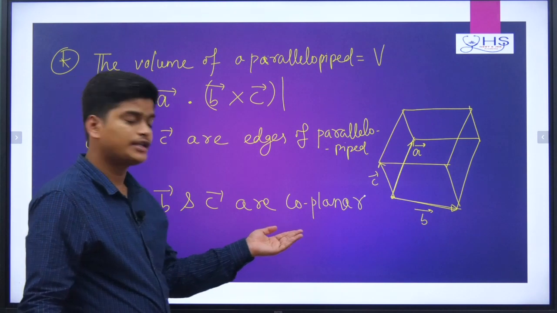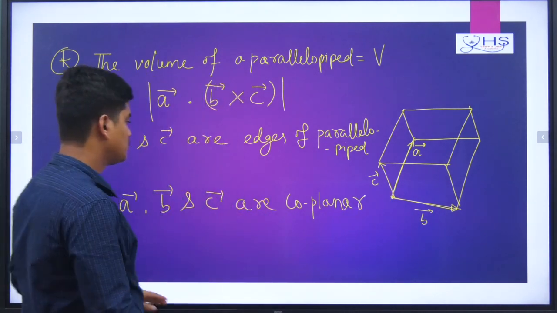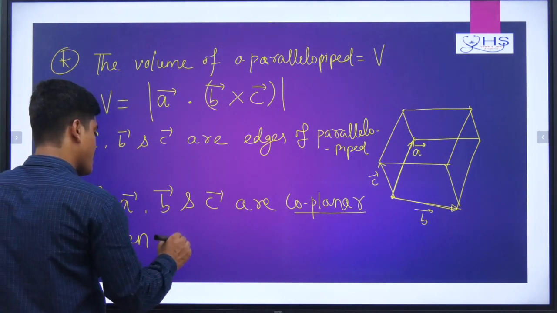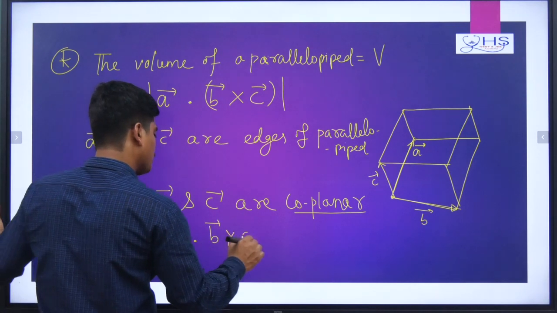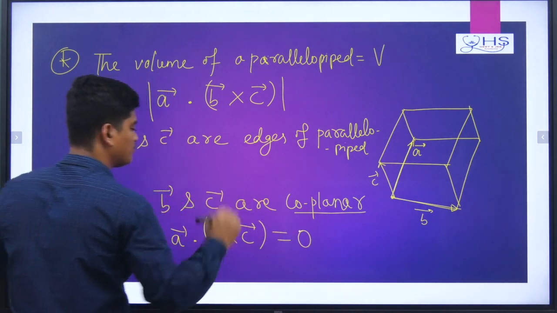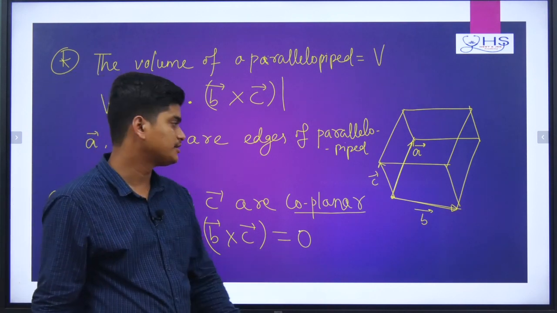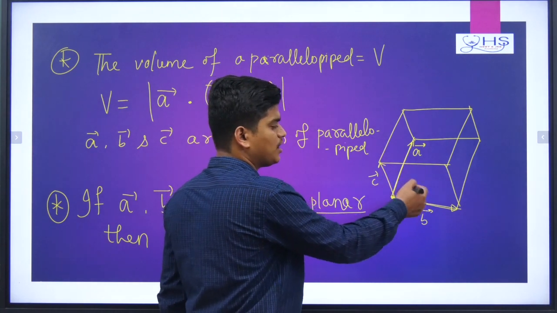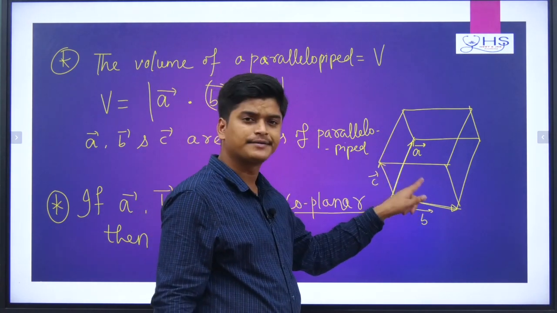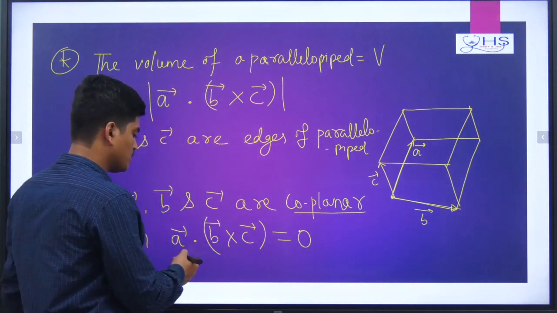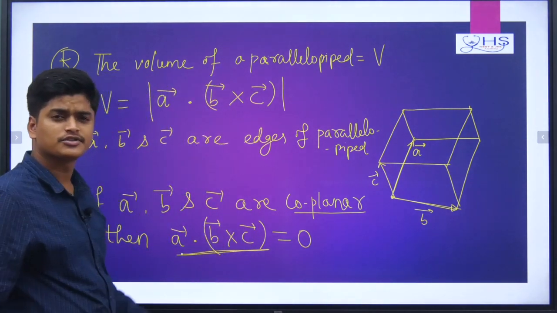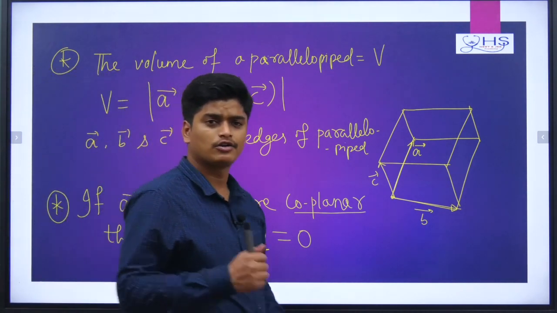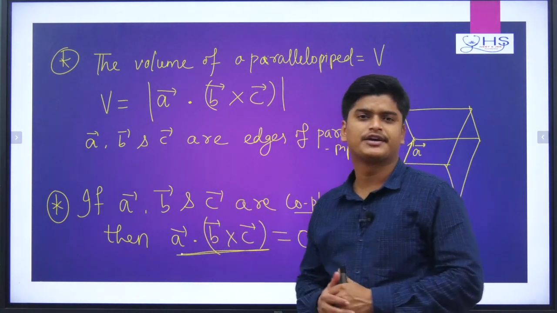Another star mark point: remember, if A vector, B vector and C vector are coplanar, that means the three vectors lie in one plane, then A vector dot B cross C will become 0, or you can say the scalar triple product is 0. So B cross C is a vector perpendicular to the B C plane, and if A is lying on the same plane, then B cross C and A will be perpendicular. If perpendicular, then the dot product value will come 0. So remember, A, B, C are coplanar means A dot B cross C is 0, and you also understood how to calculate this A dot B cross C.